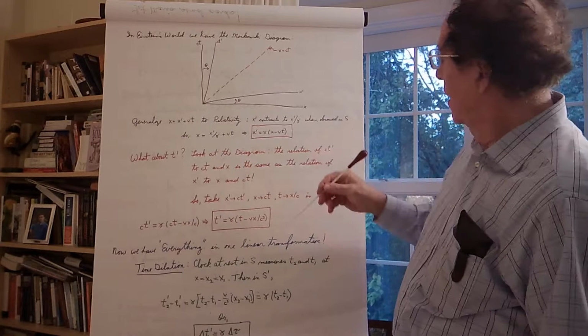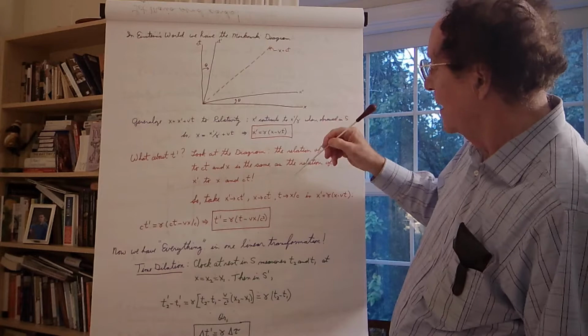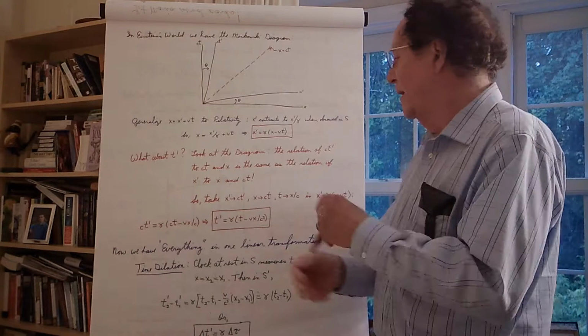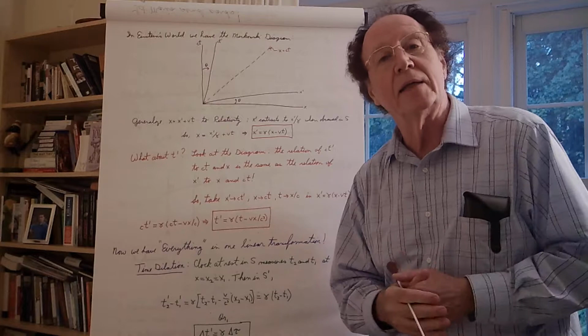Well, let's see. In Newton's world, t prime would be t. Well, I can see that occurring here in the limit that the speed limit goes to infinity. This term disappears, and gamma goes to one. So I can retrieve Newtonian physics in that funny way. And you can check in a lot of the formulas that you get that you can let c go to infinity and get a Newtonian equation back.